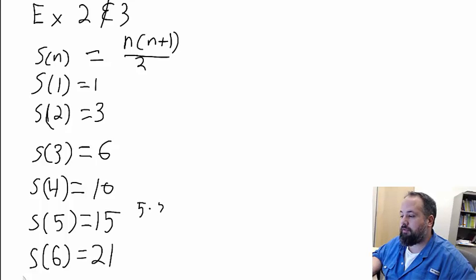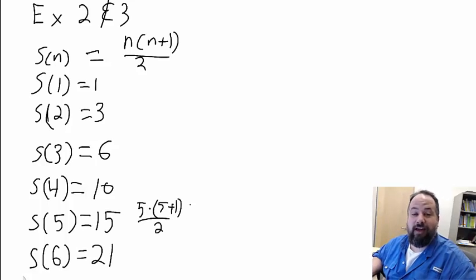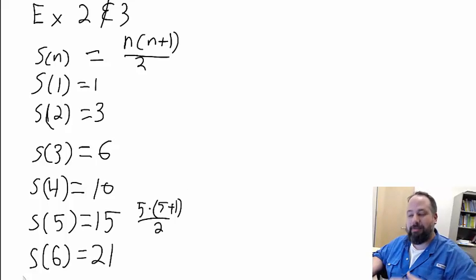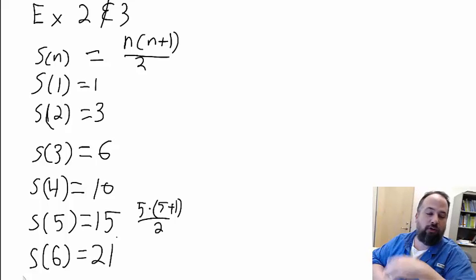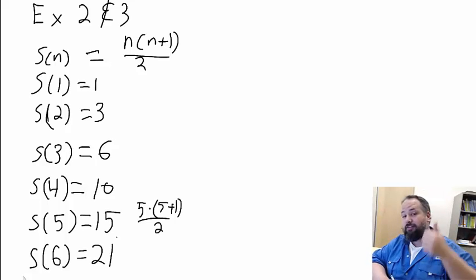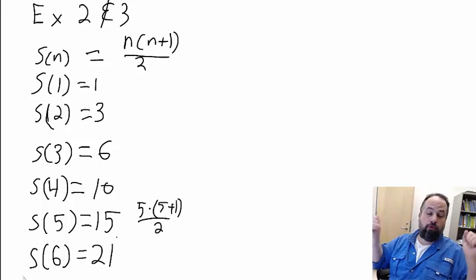5 times 5 plus 1 over 2. 5 times 6 is 30. 30 divided by 2 is 15. That checks out. So at least, and you can try them for all of these, for 1 to 6, it works. Does it work in the general case? Let's prove that it does.